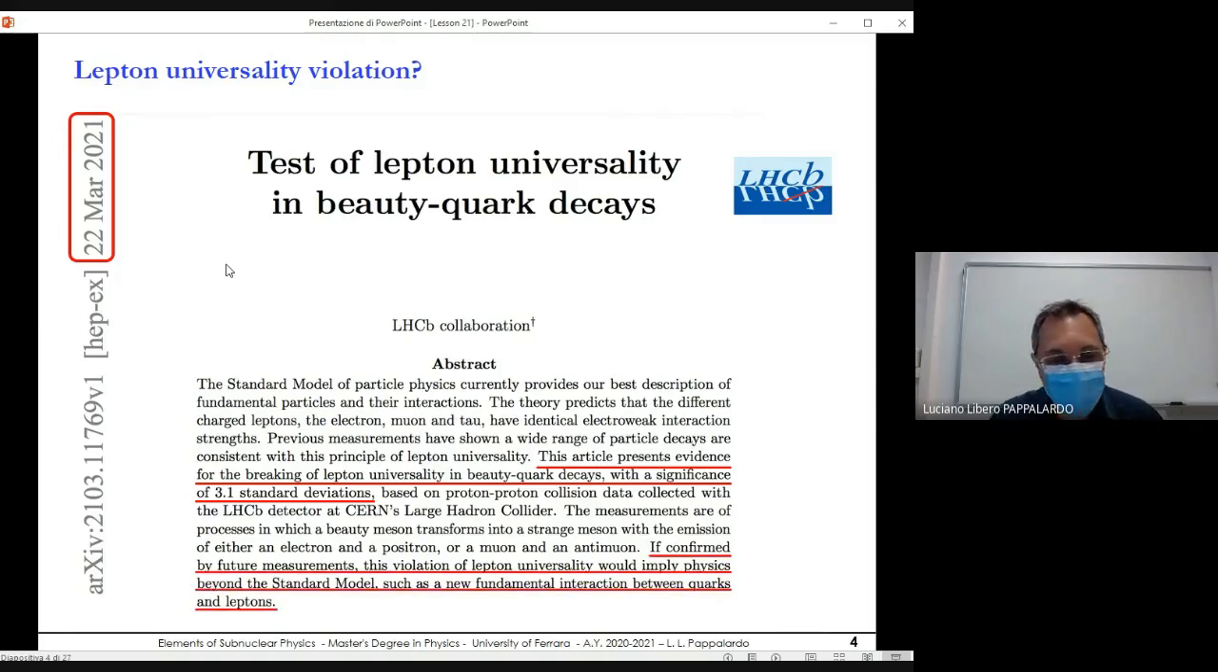And if confirmed by future measurements, this violation of lepton universality would imply physics beyond the standard model, such as a new fundamental interaction between quarks and leptons. So this is really something fundamental, something extremely important. We have a first significant evidence of violation of lepton universality, which can be true, so due to new physics, or which can be fake, just due to statistical fluctuation. We need more data, more statistics, of course, to either confirm or reject this idea.